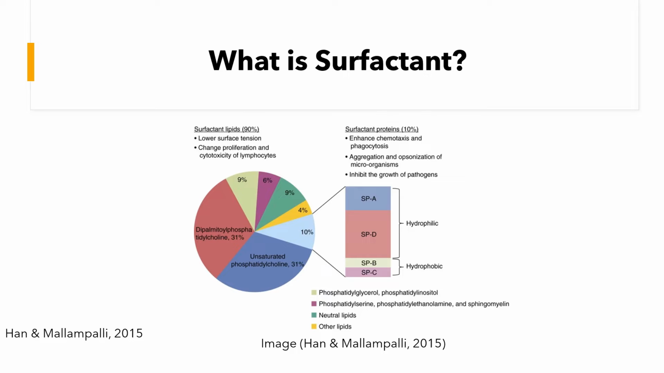And over here on the protein side, you can see that there are 4 surfactant proteins. There's protein A, B, C, and D. Proteins A and D are hydrophilic, or water-loving, and B and C are hydrophobic. They're water-hating. They also have names too, but I cannot pronounce them. So that's the composition of surfactant.